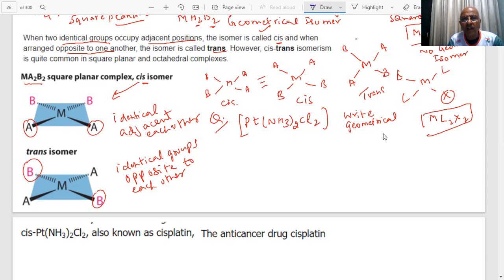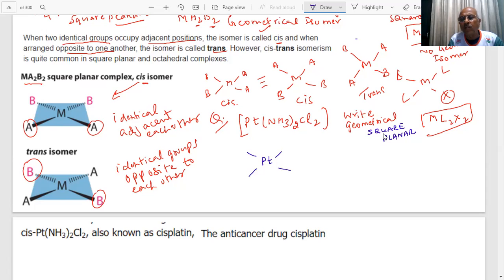You have to write the geometrical isomers of this. How many will there be? One will be cis, the other will be trans. Then how do I write it? This is square planar, students. Square planar. Okay? Platinum.